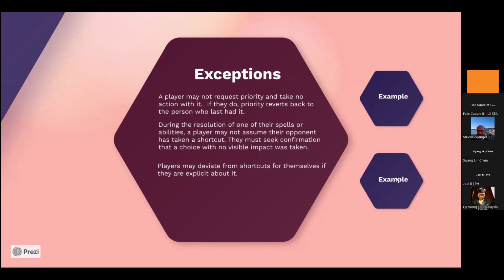Another exception to the official shortcut policy is that while one of your spells or abilities is resolving, you cannot assume your opponent is taking a shortcut. You have to seek express confirmation that a choice with no visible impact was taken. So for example, if you cast Path to Exile on your opponent, now your opponent should be searching their library for a basic land. That's one of the things that Path to Exile does.